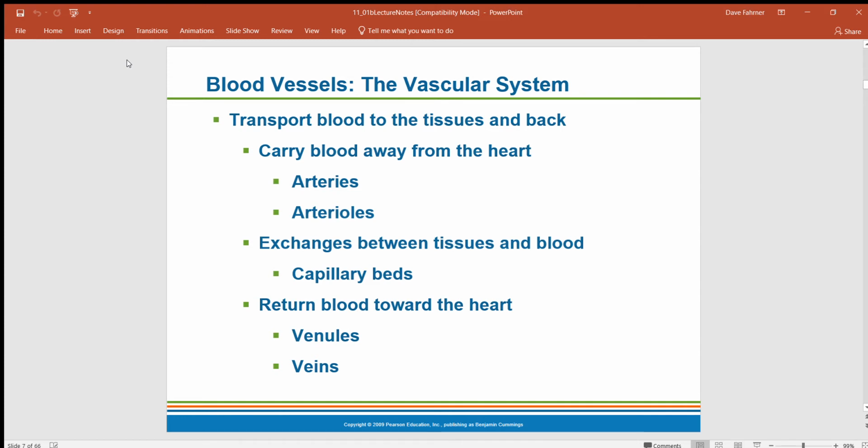Good morning, everybody. Today we're going to talk a little bit about blood vessels and everything included in that discussion. In talking about the vascular system, we're talking mainly about three kinds of vessels: arteries, veins, and capillaries.